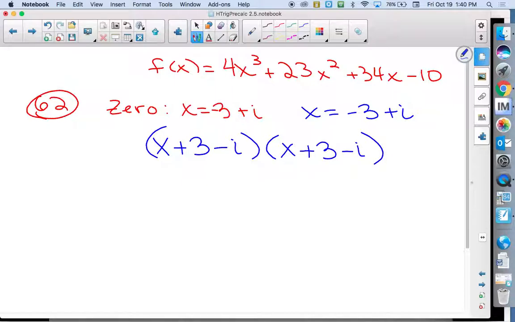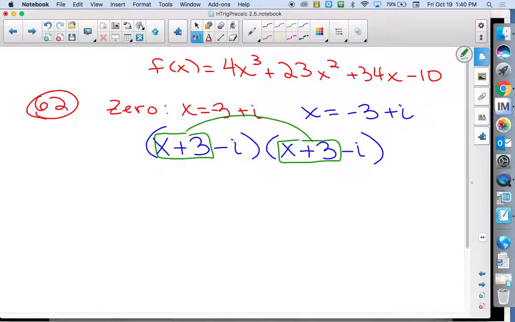And then just like the last problem, we can try and group these together so we don't have that imaginary part in the problem anymore. So foiling them, again, here's x plus 3, x plus 3. Those are the real pieces. So let's foil those together. Those will be our like terms.